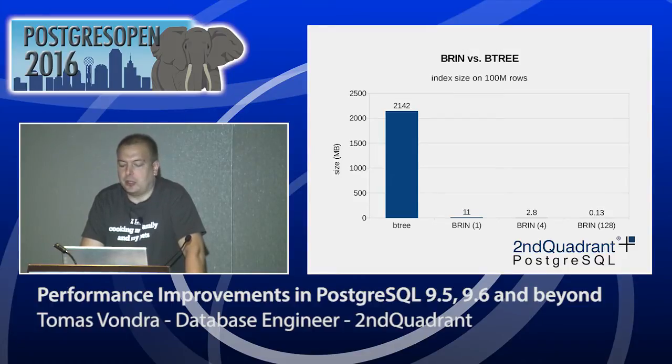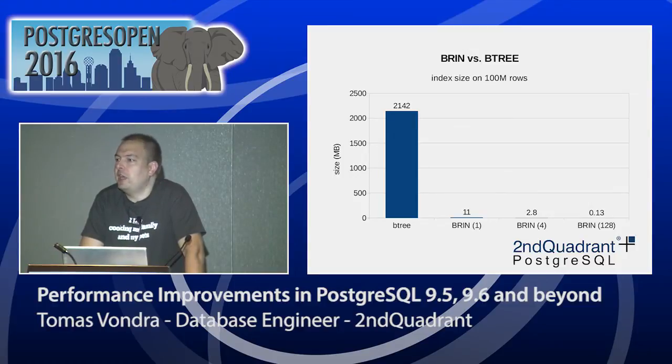And you can, of course, create the BRIN indexes much more fine-grained with, for example, up to just a single page precision. In that case, it's like 11 megabytes. It's still a fraction of the B tree. Well, any questions about the BRIN indexes?